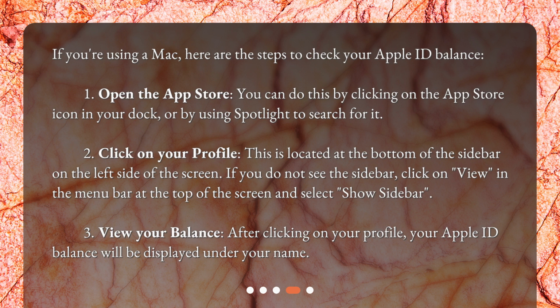This is located at the bottom of the sidebar on the left side of the screen. If you do not see the sidebar, click on View in the menu bar at the top of the screen and select Show Sidebar. 3. View your balance. After clicking on your profile, your Apple ID balance will be displayed under your name.